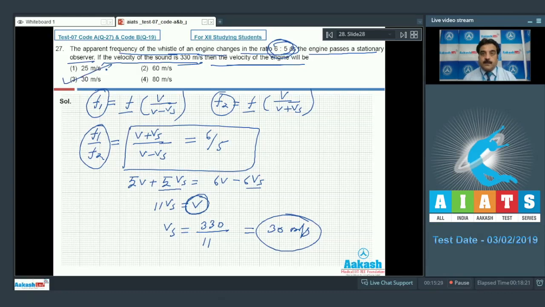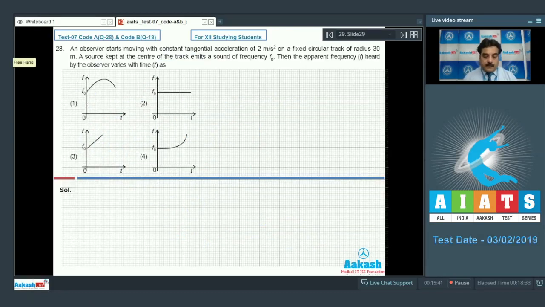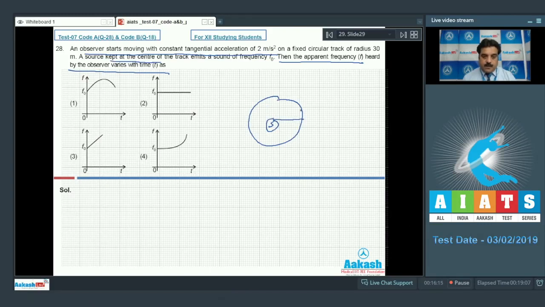So let's move on to question number 28. In question number 28, an observer starts moving with constant tangential acceleration of 2 meter per second square on a fixed circular track of radius 30 meter. A source kept at the center of the track emits a sound of frequency f0. Then what is the apparent frequency heard by the observer? You know that the Doppler effect occurs when source and observer take a relative motion with respect to the medium. But as per the question, this is the source and this is the observer moving like that, suppose.